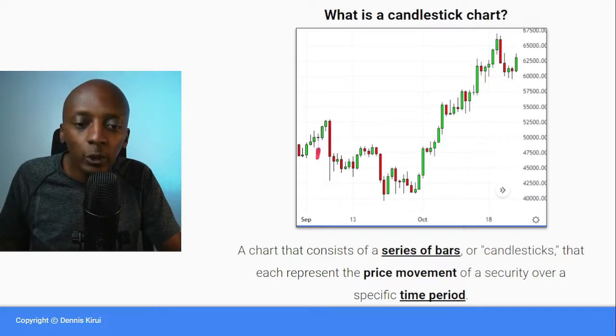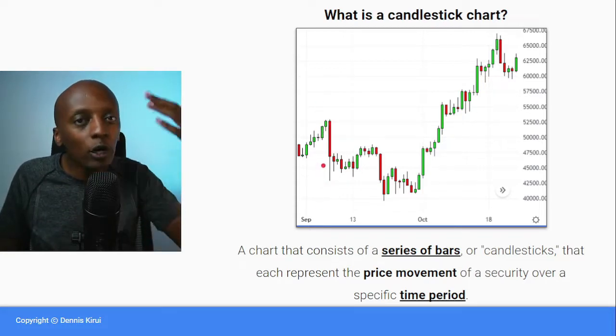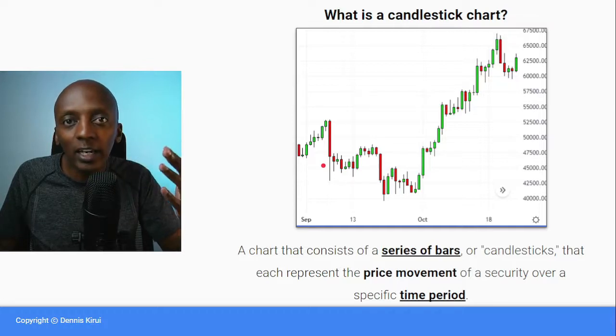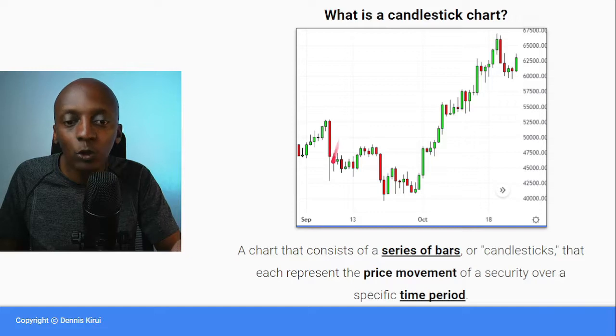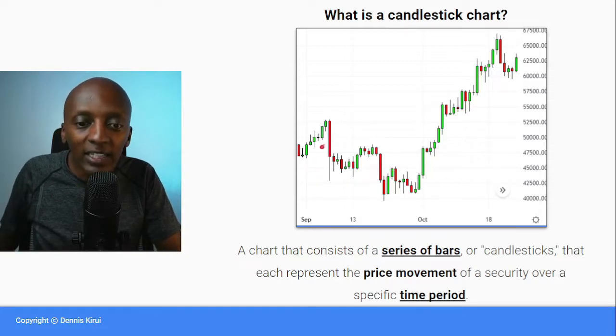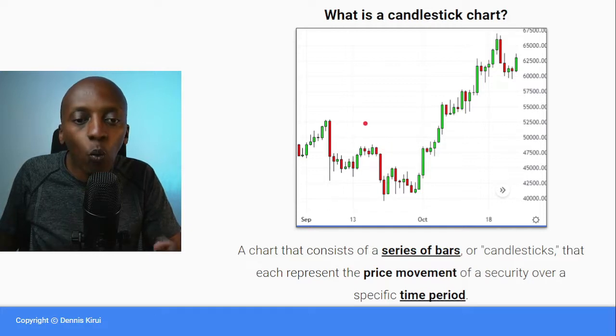A candlestick usually shows information in terms of what price ranges that particular market went through at the period that you're looking at. So if it's a daily chart, each of the candles will represent a day of price movement. If it's an hourly chart, each candle will represent 1 hour of how price moved during that time period.